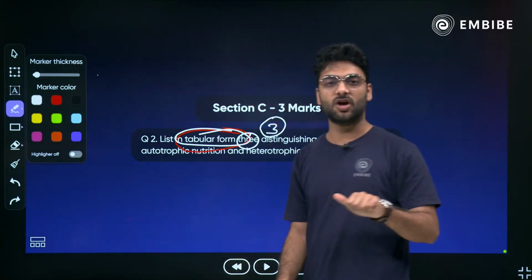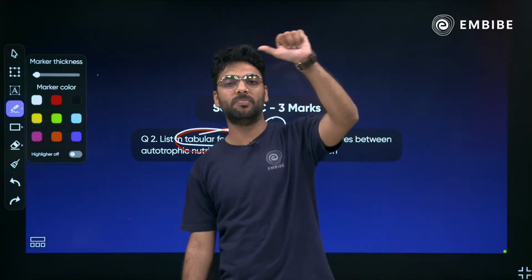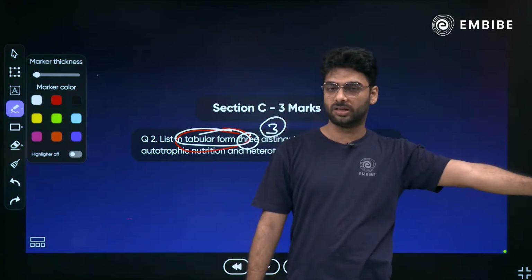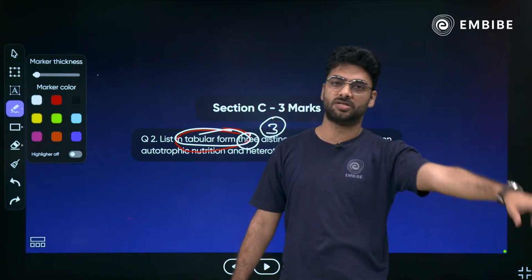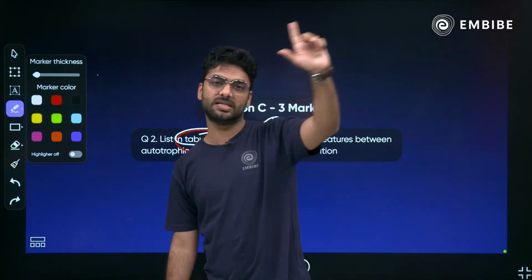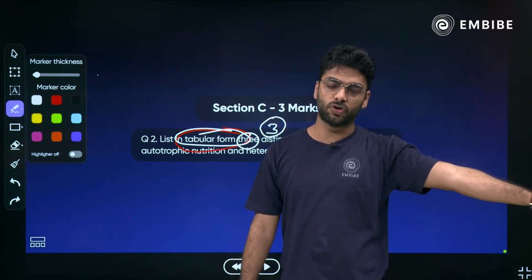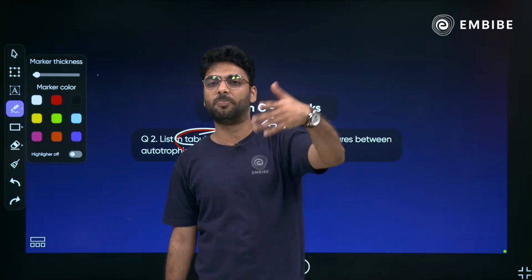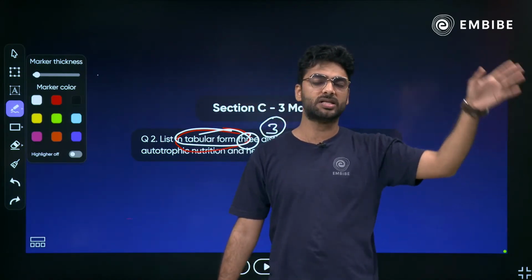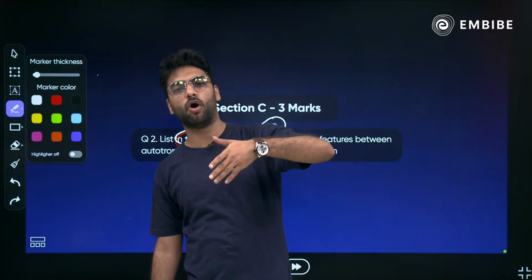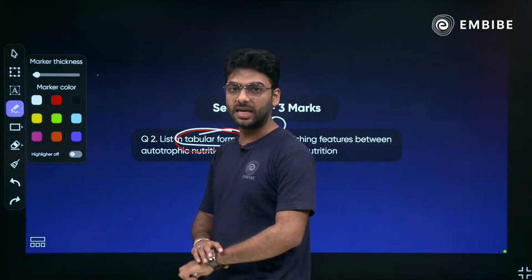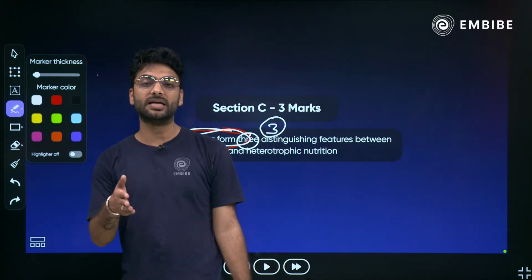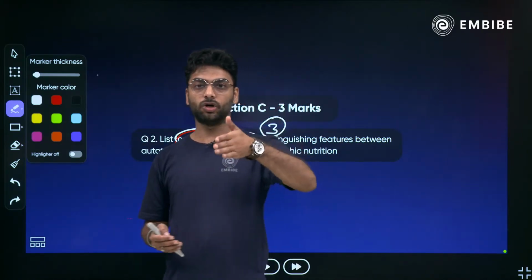तो क्या क्या features हैं auto and hetero के? Autotrophs make their own food, heterotrophs depend on others. Autotrophs are also called producers, heterotrophs are called consumers. Autotrophs carry out photosynthesis, heterotrophs do not carry out photosynthesis. Autotrophs prepare food with the help of inorganic products. Heterotrophs depend on autotrophs or other organisms for their food. ठीक है? So that is what is about your autotrophic and heterotrophic.